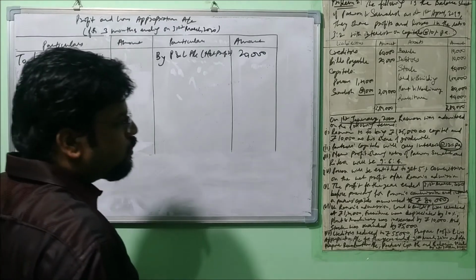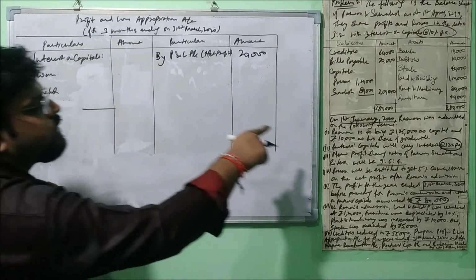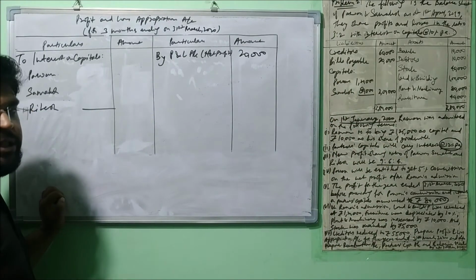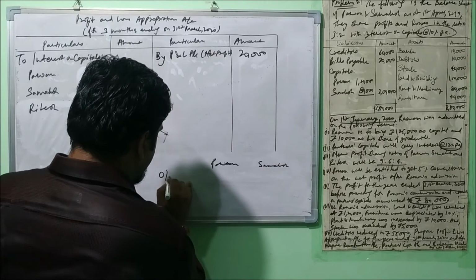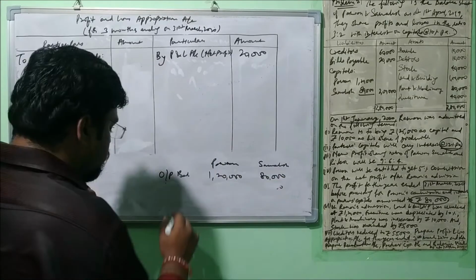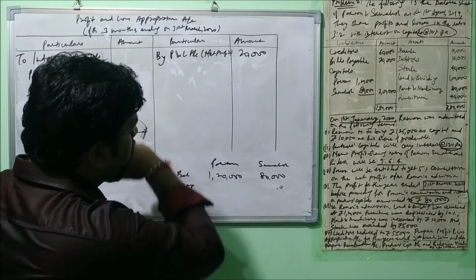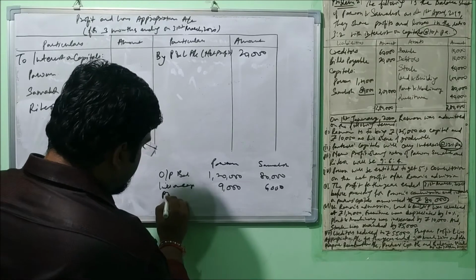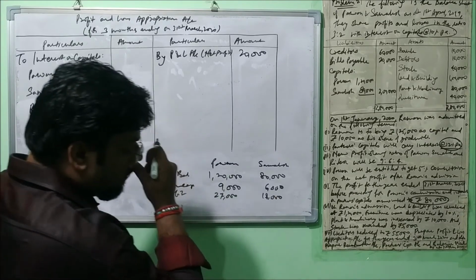But actually we need to first calculate the capitals of Pawan and Samaksh on 1st January 2020, because these are the opening balances. After this there are a few adjustments. I'll write them down for Pawan and Samaksh. The opening balance was 1,20,000 and 80,000. After that they got interest on capital that we calculated in the first part of the profit and loss appropriation account, that was 9,000 and 6,000. And then they got profit, it was 27,000 and 18,000. Now, one more thing is left here.